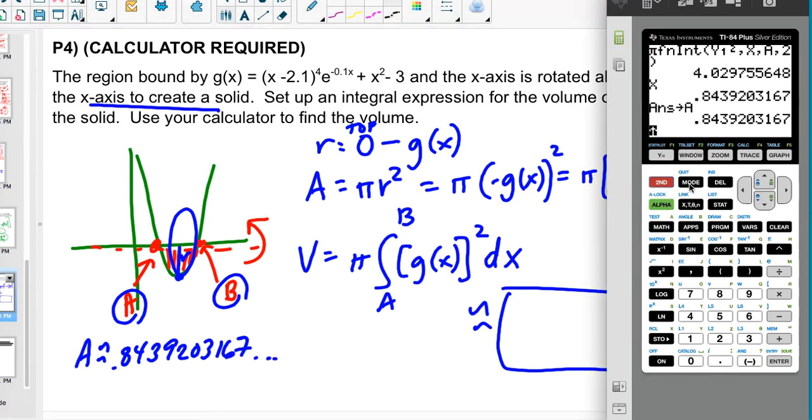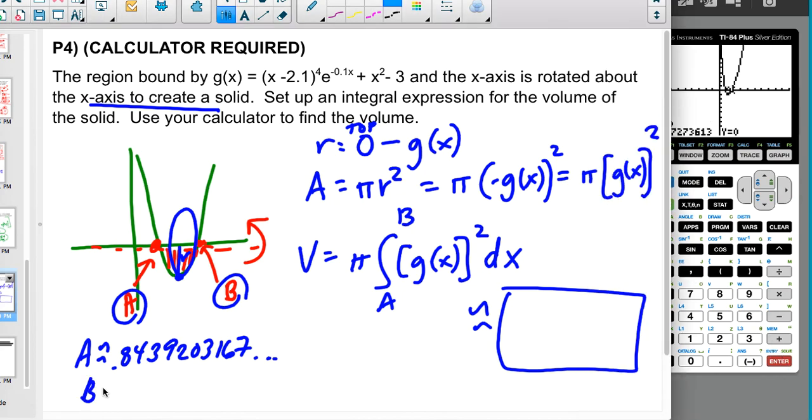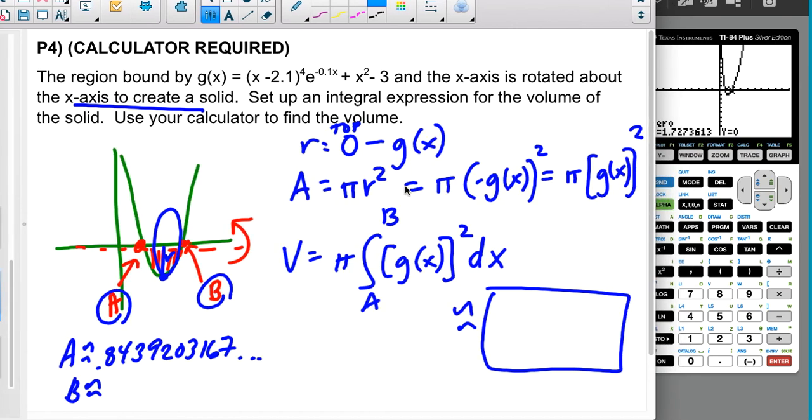And then I'm going to quit out again. I'm going to graph again, my bad. Second calc 0, right? So second calc 0, I go over here. I need to start below the axis. That's left bound in this case. Right bound, I cross the axis and hit enter. So my b is approximately 1.72736313, dot, dot, dot.